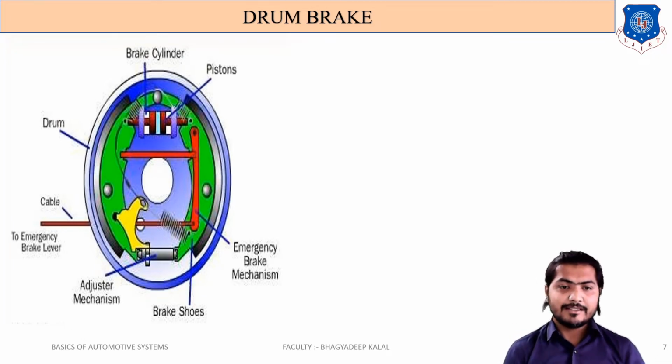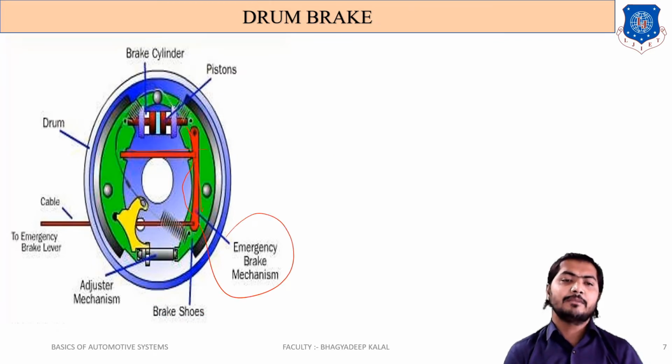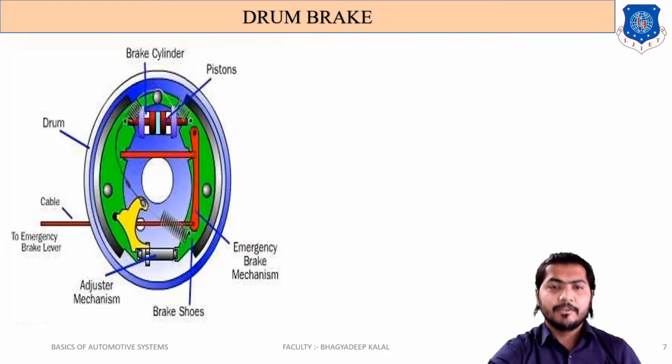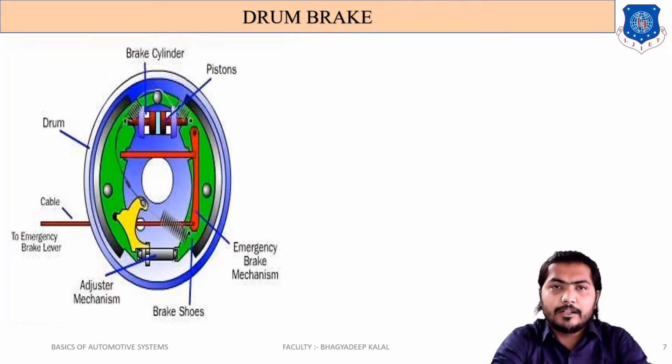According to this construction, the shoes can move either left or right, because this side is pivoted here. That is the adjuster mechanism, and these are the cables to the emergency brake. This is the brake shoe, the green colored part. And this is the emergency brake mechanism. That red lever is nothing but the emergency brake mechanism. And this is the drum. So this is the construction of the drum brake.